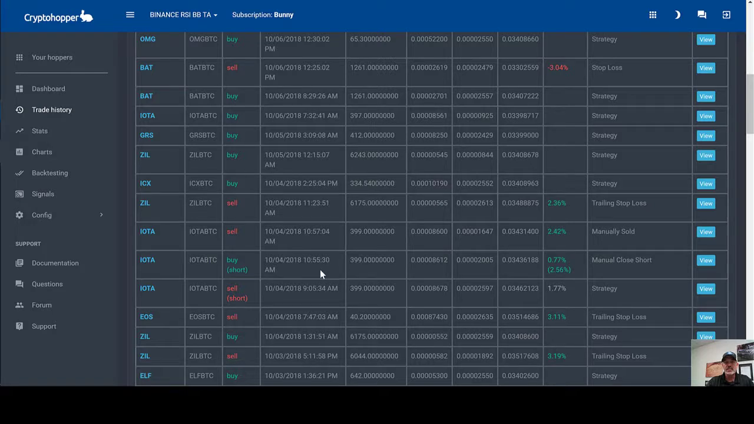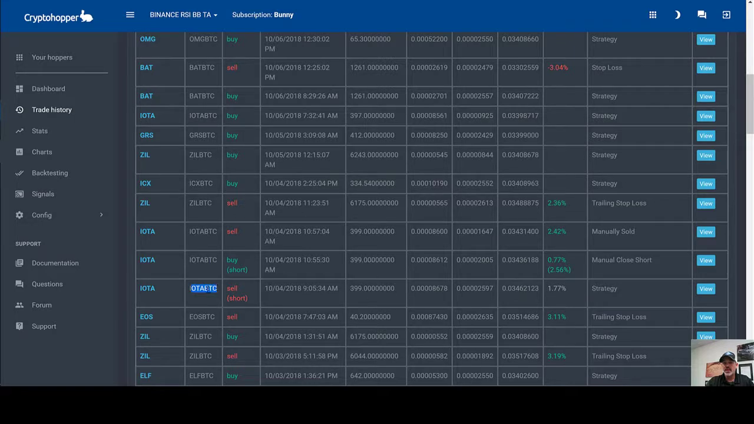Now in the past, before we really got the configuration dialed in, we were manually closing out our short positions when we would get in a short position. Now the way we get into a short position on CryptoHopper is via our strategy, and we'll go over those configurations here in a moment. Our strategy would trigger a short sell of a token that we already owned.